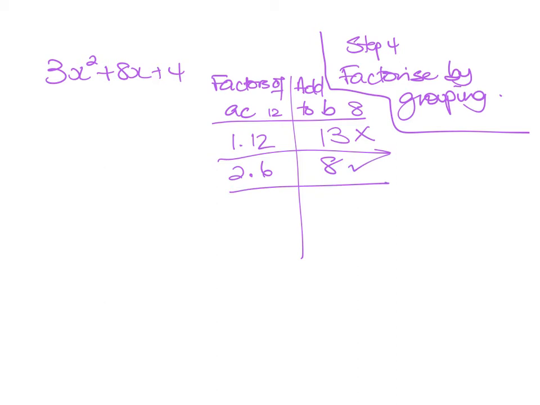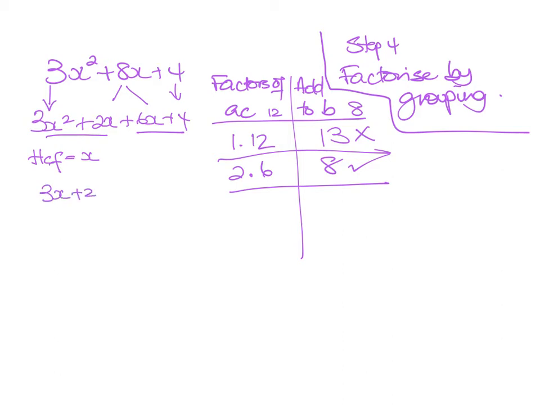So step 3 was we are now going to ungroup this 8x and turn it into 2x and 6x. So we're going to say 3x squared, so we just bring down the 3x squared, plus 2x plus 6x, and we just bring down the 4. Now we are going to factorize by grouping. So we look at the first 2 terms and the second 2 terms. What is the HCF for the first 2 terms? The HCF for the first 2 terms is x, and we are left with 3x plus 2 when we take it out.